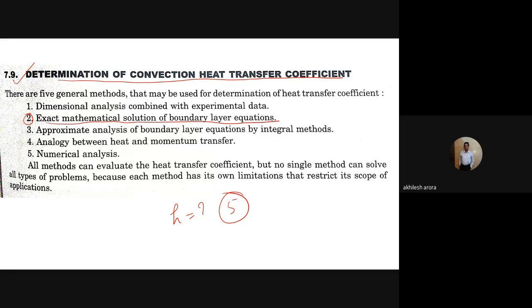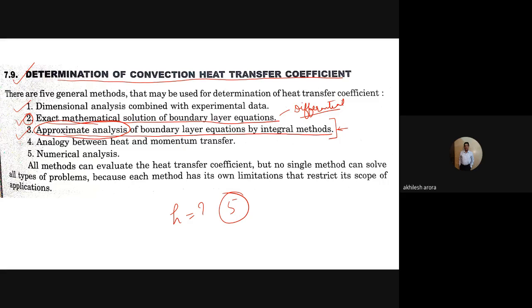So what are those five methods? The first one is the dimensional analysis combined with the experimental data. Second, we have already discussed the exact mathematical solution. The third is the approximate analysis of boundary layer equations by integral methods. The second method which we used was a differential method actually, so you should always remember it is a differential method. We can also choose integral methods, and they will give us approximate results. It is the approximate analysis.